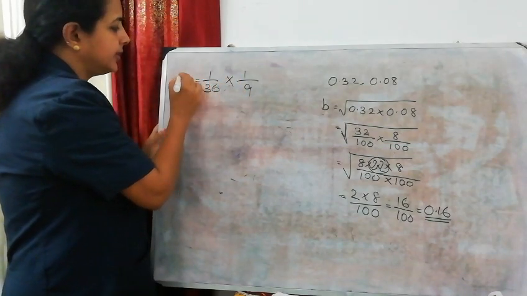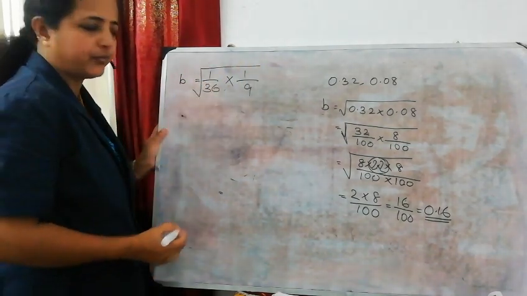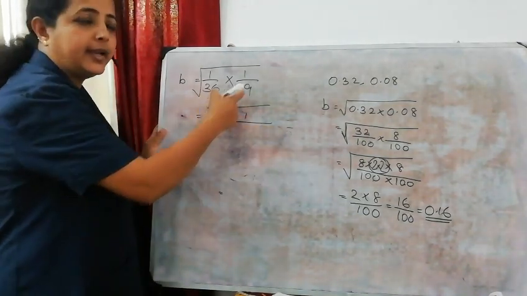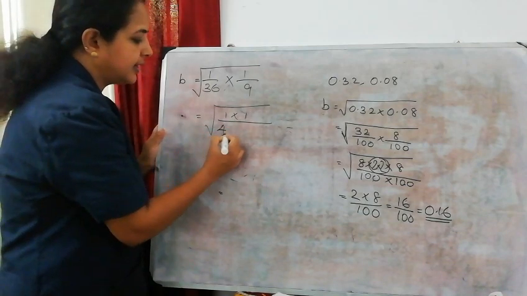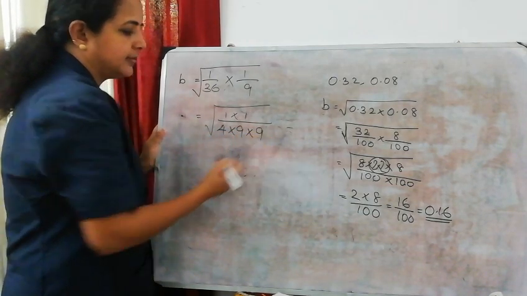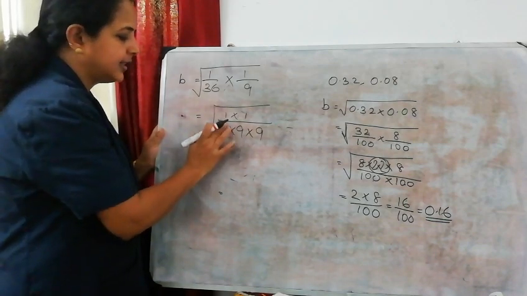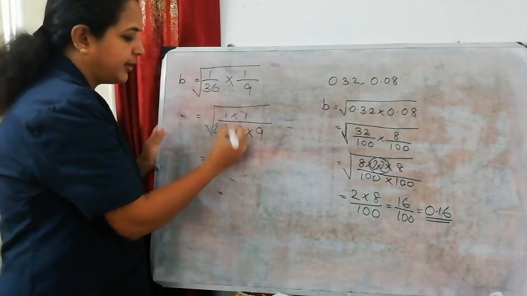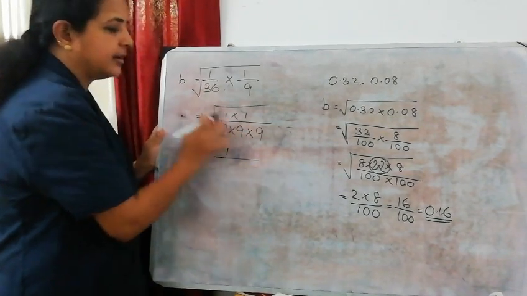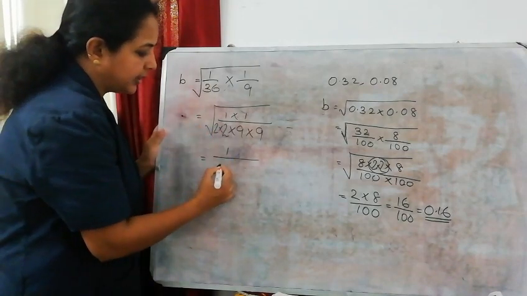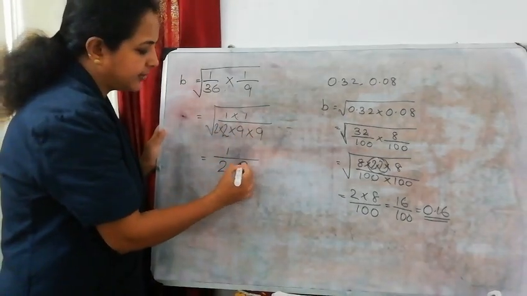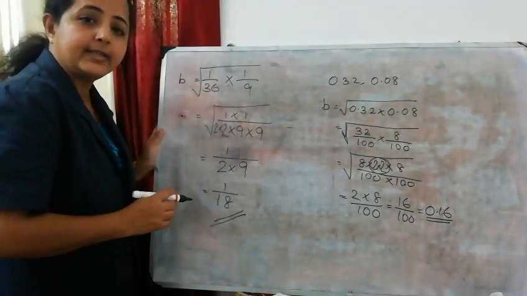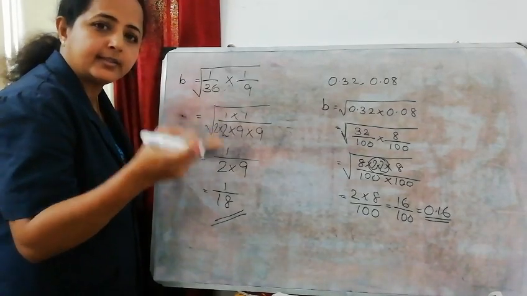When we multiply, B is equal to square root of 1 into 1 on top. Then 9 is needed, so 4 nines are 36, into 9. Then 4 we can change and write as 2 into 2. From 1 into 1, we can take one 1 outside of the square root. 2 into 2, take one 2. 9 into 9, take one 9. Then we get 1 by 18. Square root is one chapter that we are studying in 8th standard only.